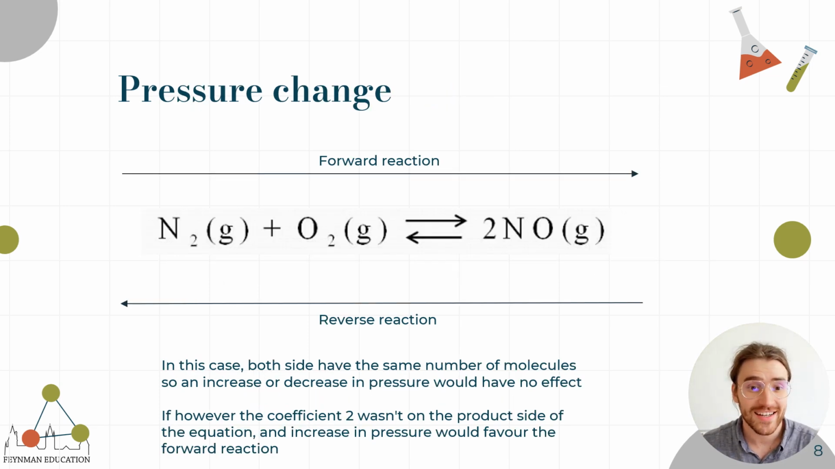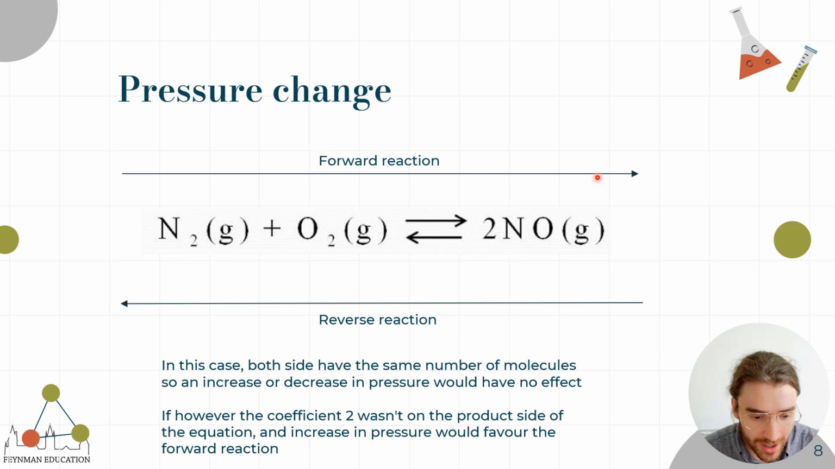So as we can see here, when we're talking about pressure change, we said that an increase in pressure is going to favor the side that has more molecules, and a decrease in pressure is going to favor the side that has less molecules. However, I just put this equation in here to show you what I'm talking about. These coefficient numbers tell you how many molecules are created. So even though we have 2 molecules of reactants, we also have 2 molecules of products. So in this case, increasing or decreasing pressure won't make a difference.